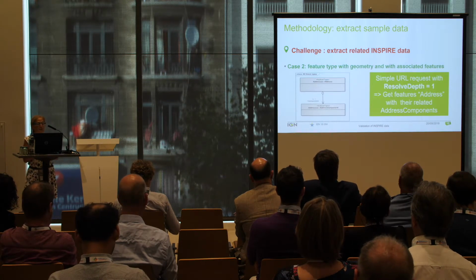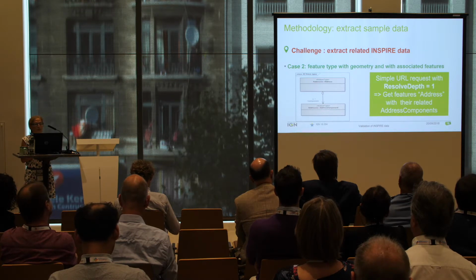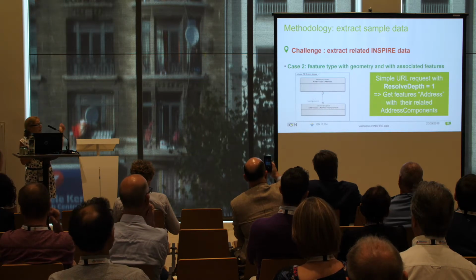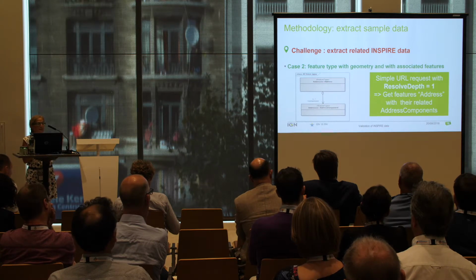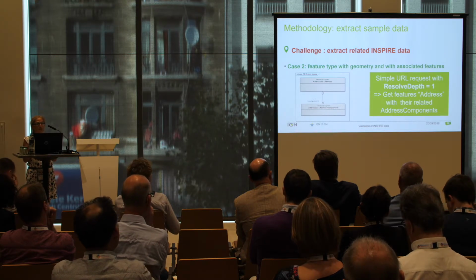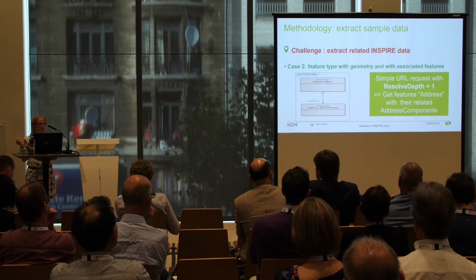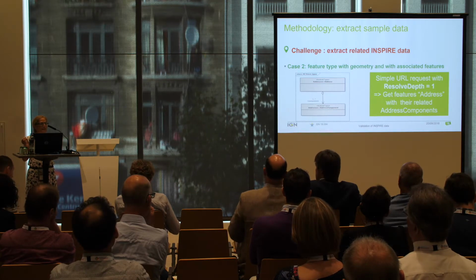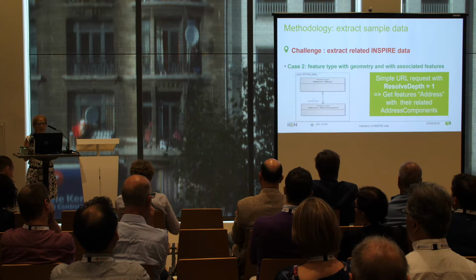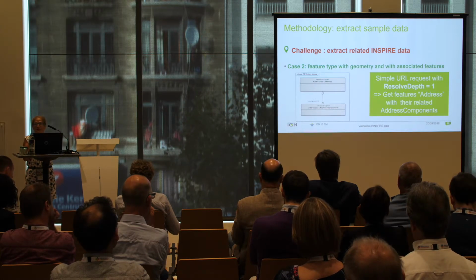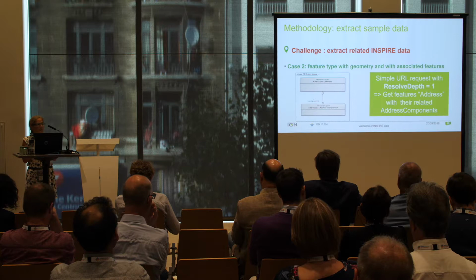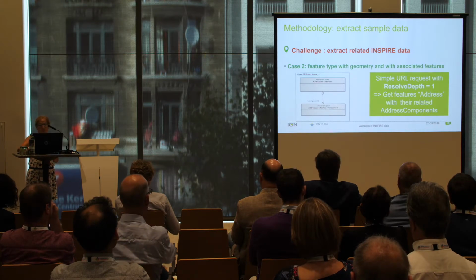Second case, it's not really very complex. We have a feature type with geometry and with some associated features. For instance, the address that is related to address component. In this case, there is a magic formula, resolve depth, that allows the Web Feature Service to get the related features. The depth is, you are getting your friends, it's resolve depth equal 1, but not the friends of your friends, that will be resolve depth equal 2. So we just get the related features only once. And with this, for instance, we can get all the addresses with their address components. Not so difficult.